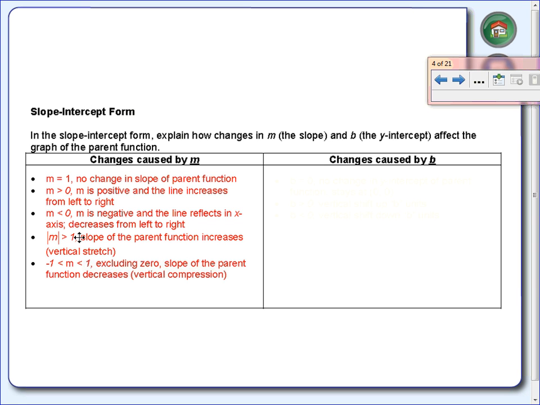So now what we're going to do is combine a little bit of what we did first 6 weeks with what you did back in Algebra 1. So as you can see here, m does a lot to the graph. Now the b in slope-intercept form does a few things. Not quite as much as the m does, but it does do a few things here.